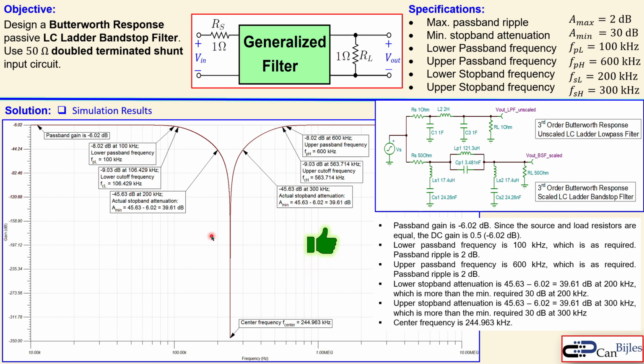Alright, this is our example number 6 about the Butterworth response LC ladder bandpass filter, bandstop filter I must say, design. If you have any questions or comments about this example, please let me know. I will try to answer them as soon as possible.